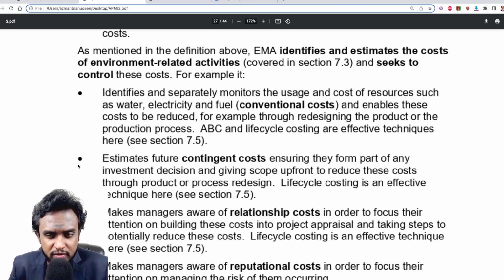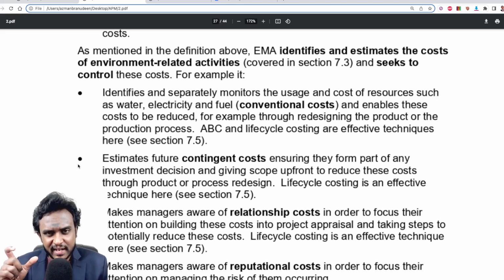And it also means that you assure for yourself that you are already allocating funds to make sure that the site is well prepared and well taken care of. And it doesn't necessarily have to be after your project is over. It can be something as you implement and as you go along itself. Relationship costs essentially help us focus our attention on building these costs into project appraisal and taking steps to potentially reduce these costs. So for example, life cycle costing can be a very effective tool here, which we will take a look at briefly.